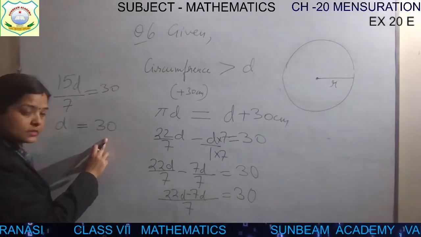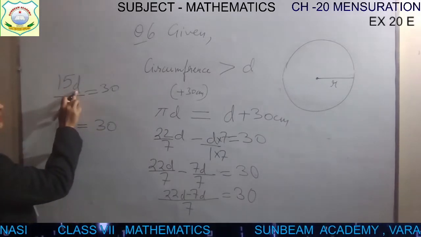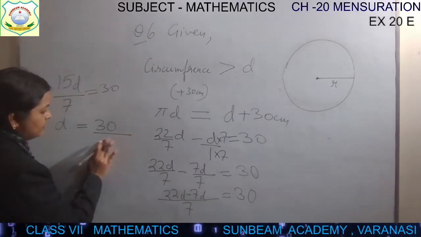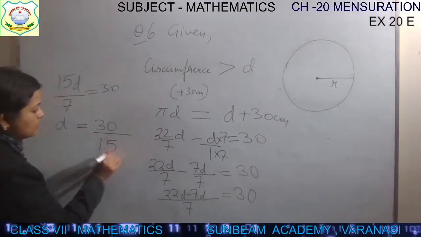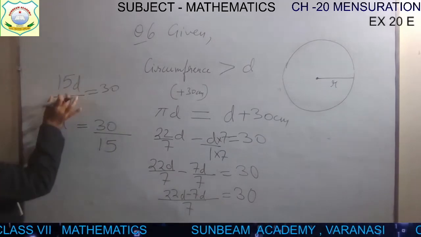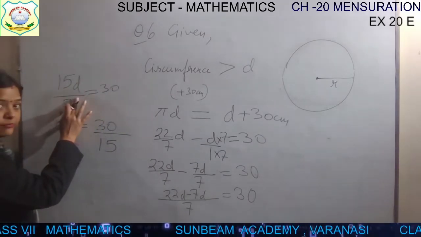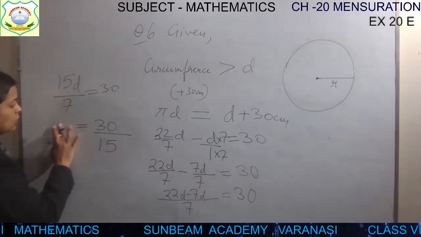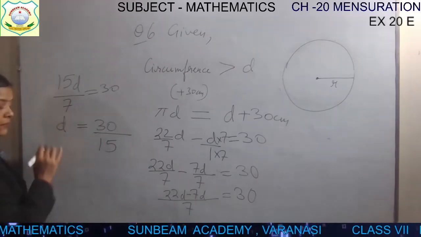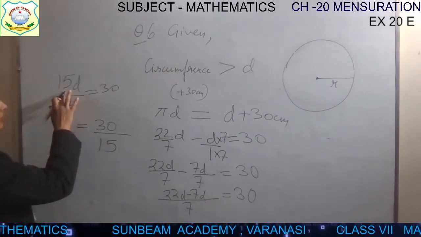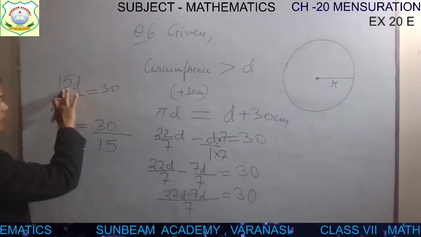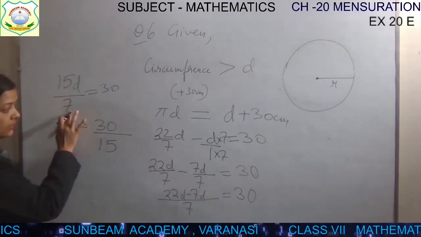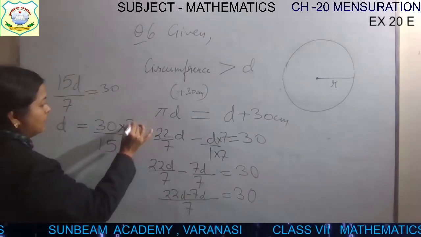30 is already on this side. This 15 is in multiplication with D. So it will go for division. कौन जाएगा division में? 15. Because I am transposing these values to other side so that I can find D. D को हमको अकेला रखना होगा. I have to find the value of D. So I am keeping this D on this side and the numbers on other side. 15 is in multiplication, it will go for division. And 7 is in denominator, it is in division, so it will go for multiplication.